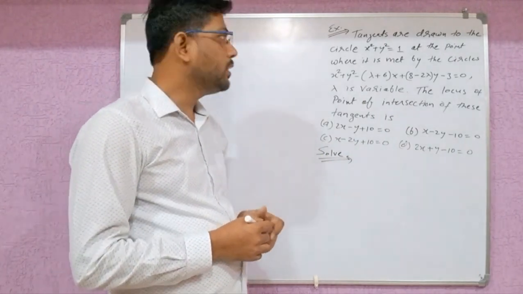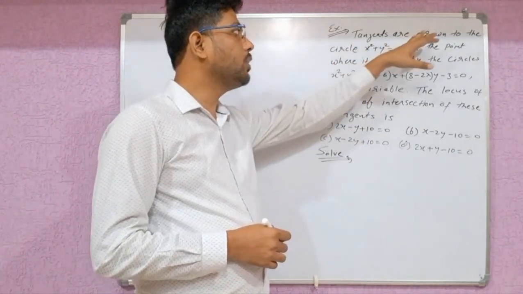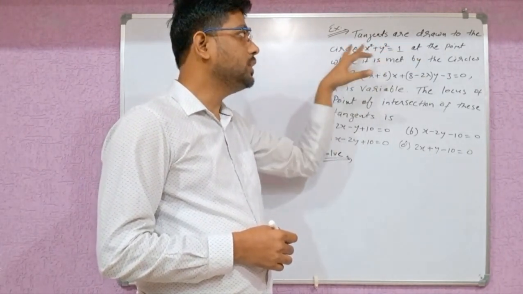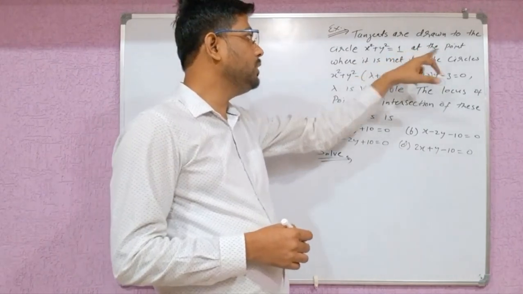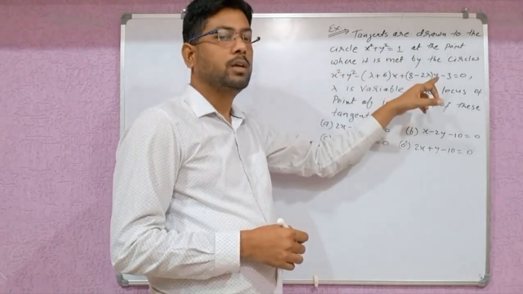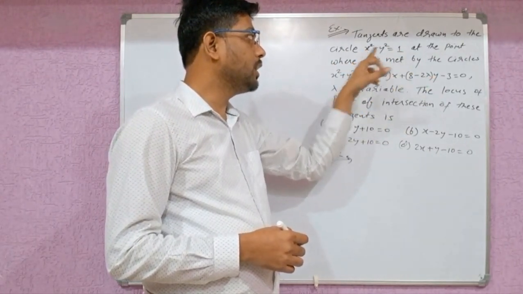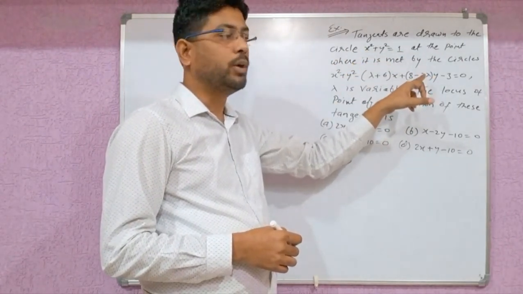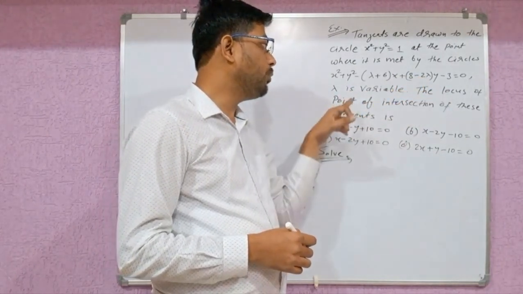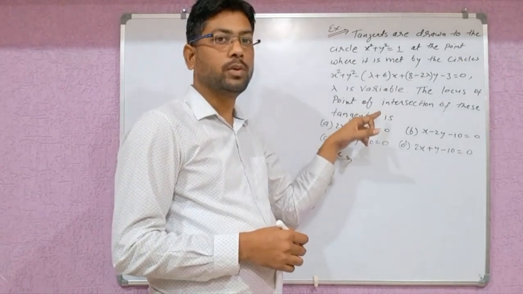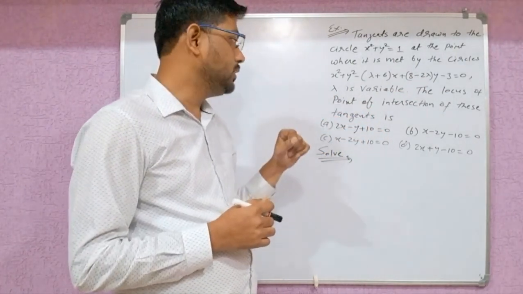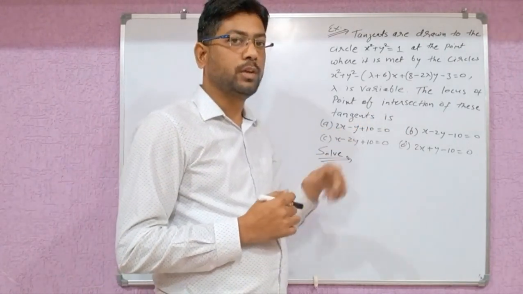So here we have been given that tangents are drawn to this circle. On this circle tangents are drawn at the points where it is met by this other circle. So where this circle and this circle intersect, at those points tangents are drawn, where lambda is variable. We have to find the locus of the point of intersection of these tangents, for the 4 options given here.